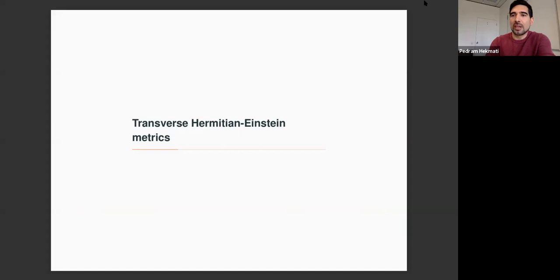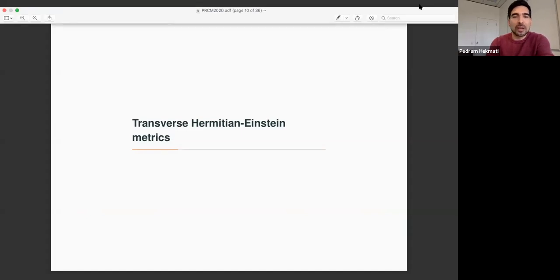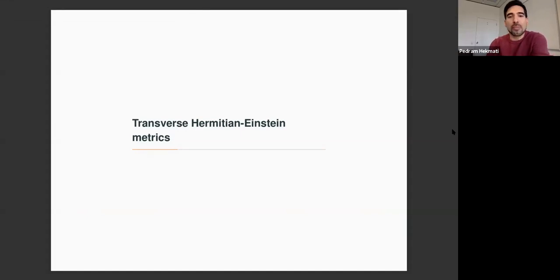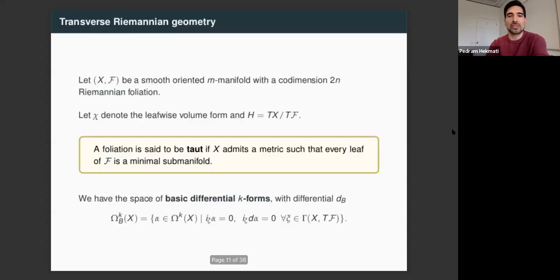All right, so in the remaining time that I have left, I'd like to say a few words about how to extend the two sides of the correspondence, namely the Hermitian-Einstein metrics and the notion of stability, to the foliated setting. I'll say a few words about how the continuity method proof of Uhlenbeck and Yau extends to the foliated setting, and then I'll finish with some applications. There'll be a couple of definitions here, but hopefully most of them are familiar if you're familiar with foliations.